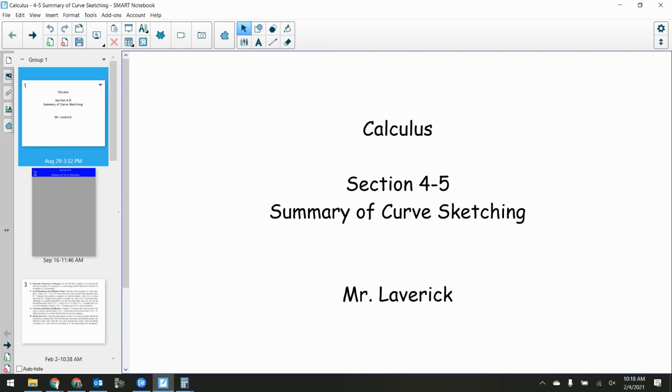Why do we graph by hand? Why, if we have the technology, if we have our calculators, why?